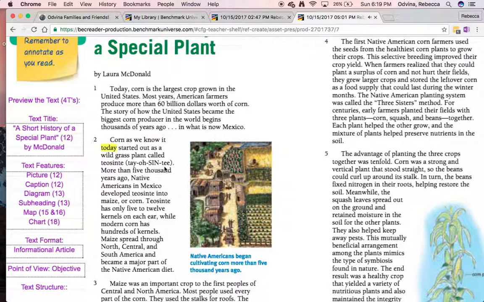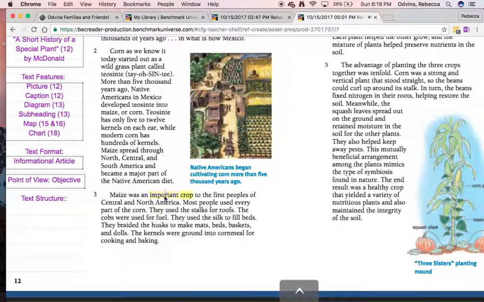Corn, as we know it today, started out as a wild grass plant called teosinte. More than 5,000 years ago, Native Americans in Mexico developed teosinte into maize, or corn. Teosinte has only 5 to 12 kernels on each ear, while modern corn has hundreds of kernels. Maize spread through North, Central, and South America, and became a major part of the Native American diet. Maize was an important crop to the first peoples of Central and North America. Most people used every part of the corn.